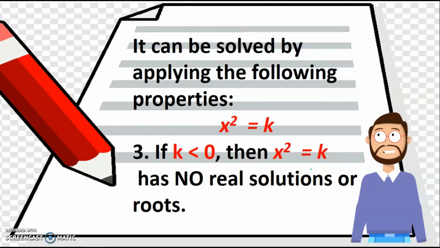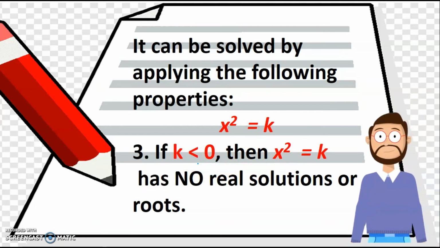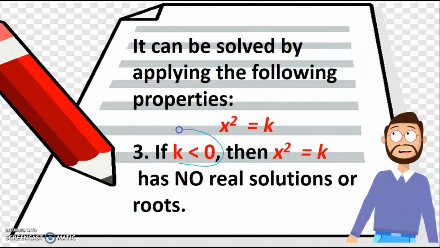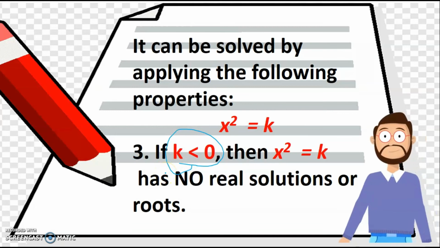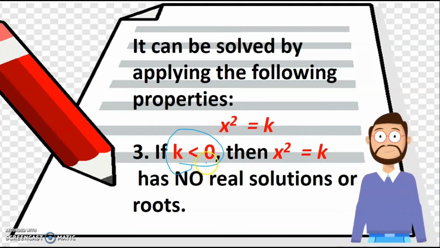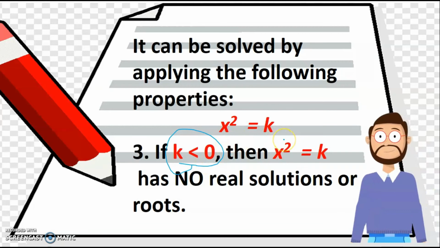Okay, for the third property, it states that if k is less than 0, then x squared equals k has no real solutions or roots. Now, if k is less than 0, what are those numbers that are less than 0? Those numbers are negative numbers. Examples are negative 1, negative 2, negative 3, down to negative infinity.